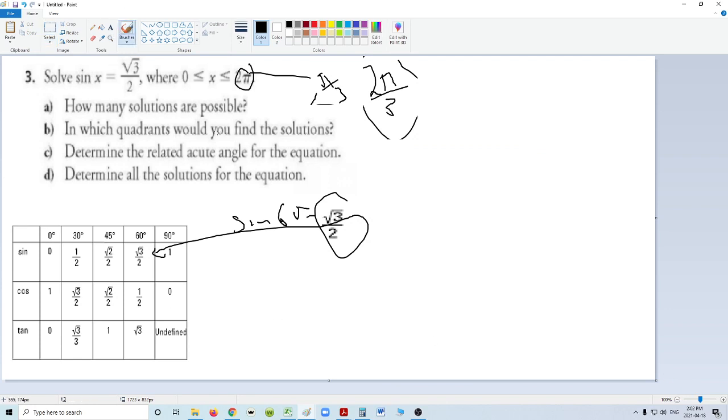Determine the related acute angle for the equation. Well, we had to already. It's pi over 3. It's 60 degrees. You could express that in degrees as 60 degrees, but that's it in pi. Determine all the solutions for the equations. We did it. How many solutions are possible? As I said, 2, because sine is positive in 2 quadrants. Not that hard, that one.